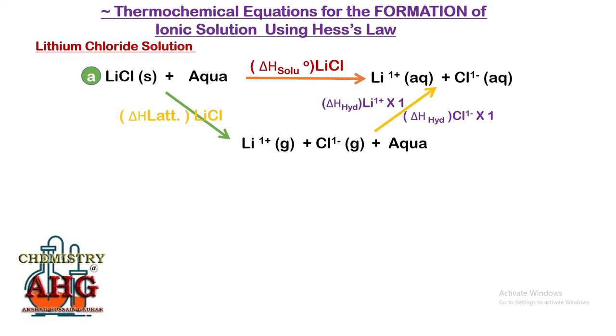You can see we have written thermochemical equations involving three types of enthalpy changes: enthalpy change of solution, lattice enthalpy, hydration enthalpy. I have told you if the compound is covalent, instead of lattice enthalpy you will have to introduce bond enthalpy. Okay, now let's start writing thermochemical equation for the same ionic solution using the second way.